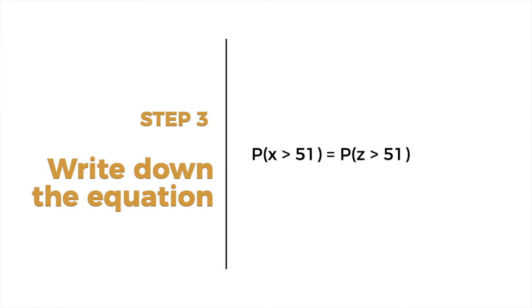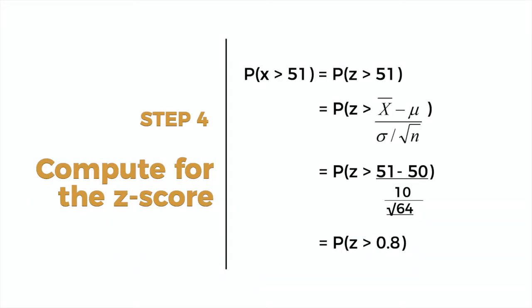Since we are trying to convert the value to an actual z-score, we are going to use the formula of the z-score here, because we want to know which part of the normal distribution is 51, or how far 51 is from the mean. And so our next step, step 4, is to compute for the z-score.